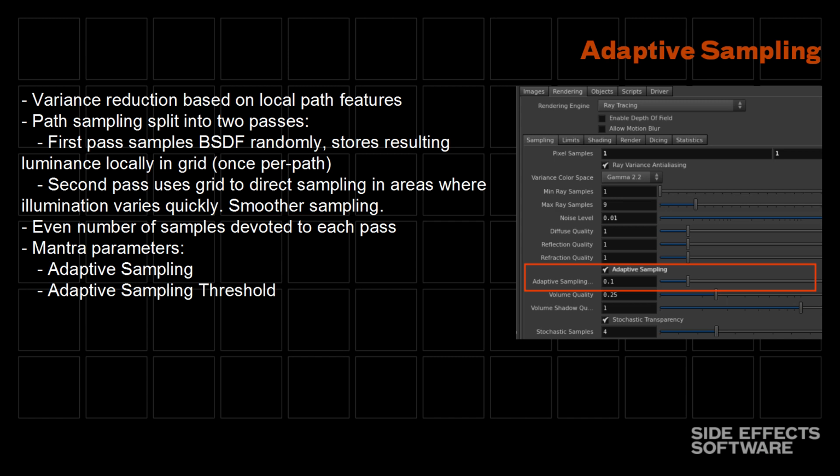There are 2 new Mantra parameters that control this behavior. There's an adaptive sampling flag, which you can see here is just a toggle, and there's an adaptive sampling threshold. The threshold basically says, within that grid, where are the interesting features? Measured across the actual sampling domain, when we find features that are greater than a certain luminance, we trigger the adaptive sampling method. So the threshold value determines how much of a change there must be before we actually try to resample.